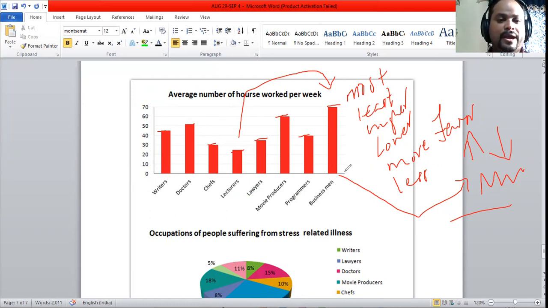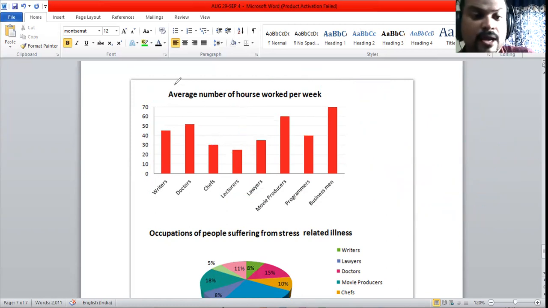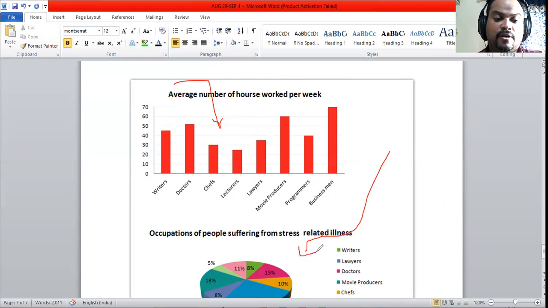Okay, so I hope you have understood. This is an example of a static chart, as well as this. We don't have any changes here. We can say this is the share, this is the share. The share is higher, the share is lower, the share is more, the share is less. This is the most, this is the least. Those are the comparative words here.